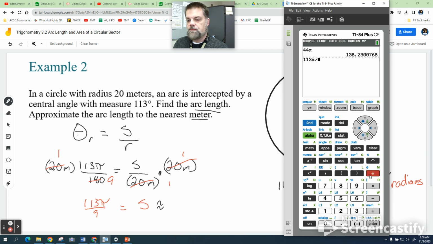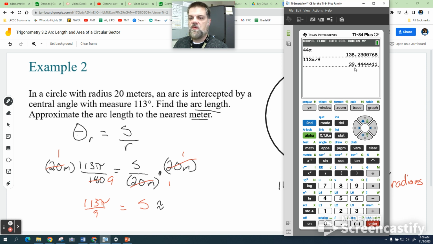So divided by 9, and I need to round that to the nearest whole number. So 39.4 rounds to 39, right? Because the 4 is, you round down, right?